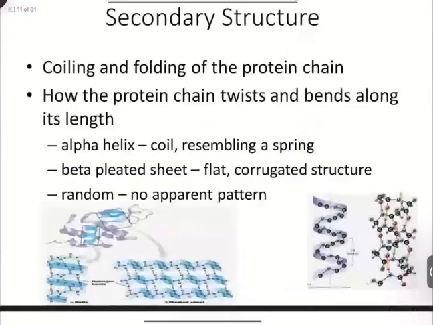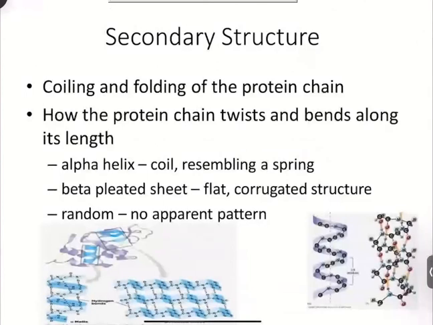Next is your secondary structure. Okay? This is coiled, folded, no? Ano yung coiled natin? Alpha helix. Okay, ano yung folded natin? You have the beta sheet of protein chain.